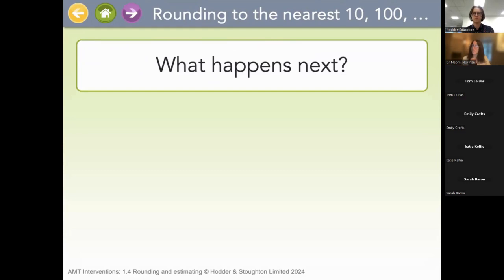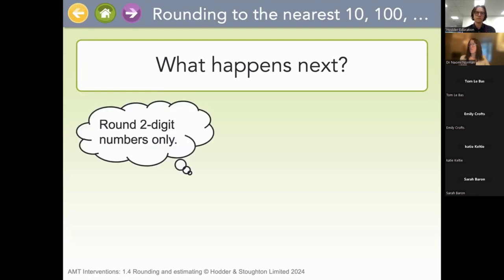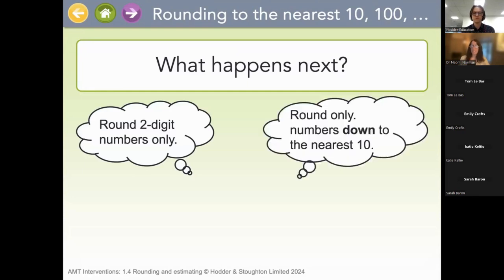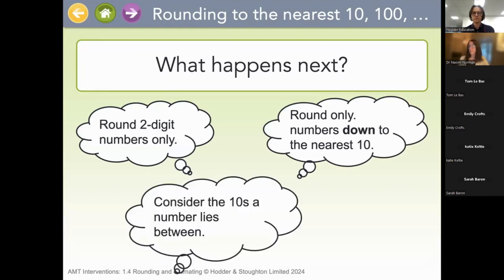What would you teach them now? So they know how to identify a number rounded to the nearest 10 or 100 or 1,000. I'll just give you a moment to think and even perhaps jot it down. So you may have thought of moving on to rounding 2-digit numbers only, or perhaps rounding down only, down to the nearest 10, or considering the tens that a number lies between.